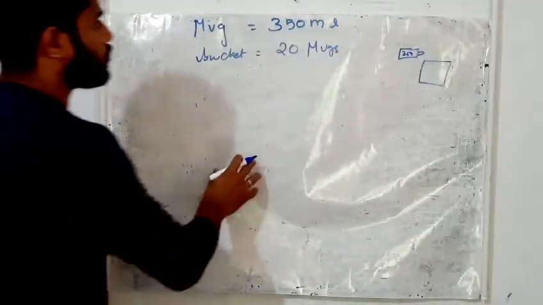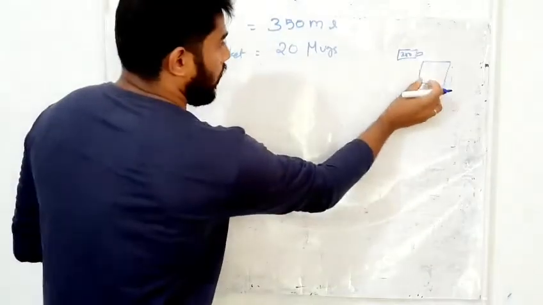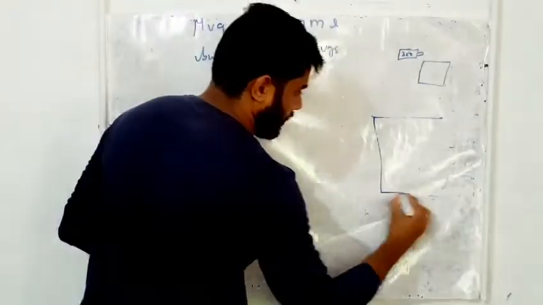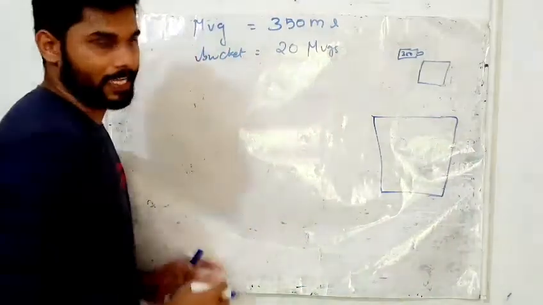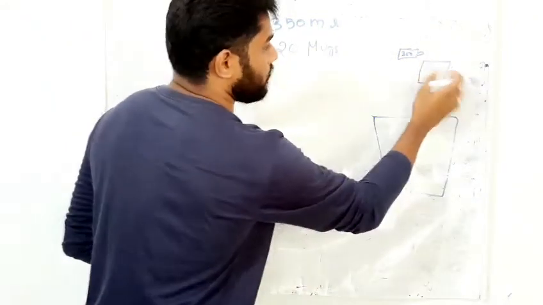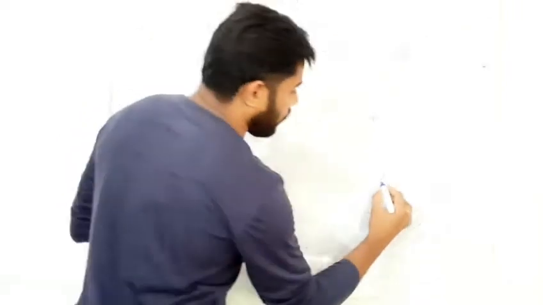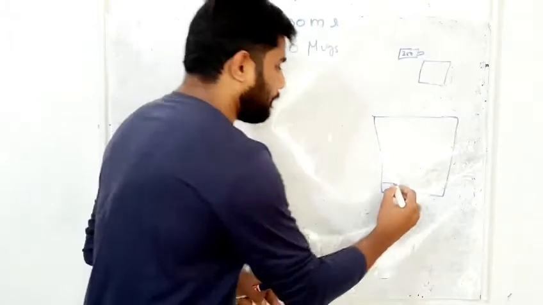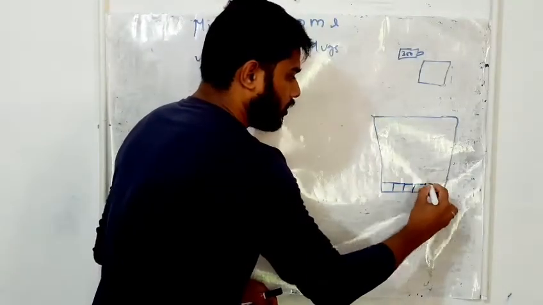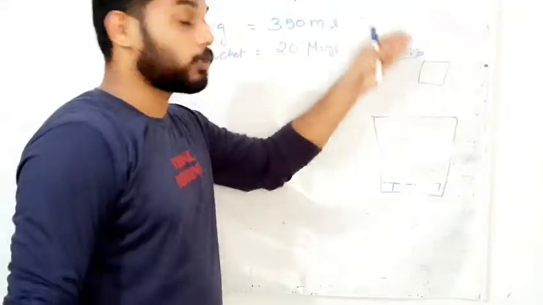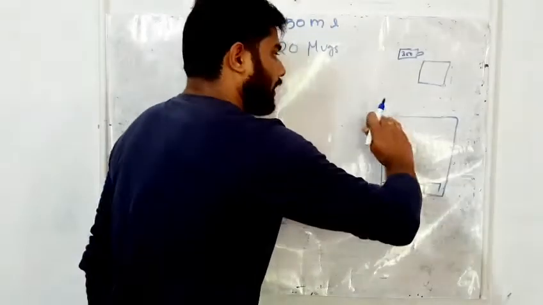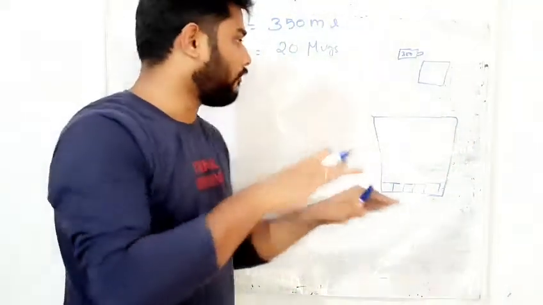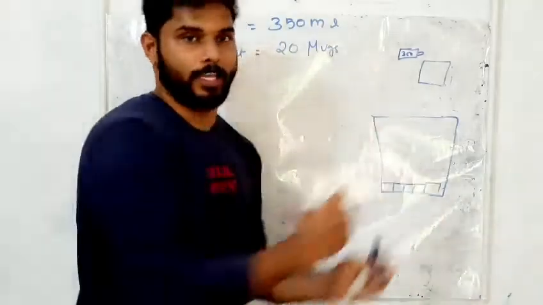According to our question, if you are keeping cups inside the bucket, just imagine this is the bucket and this is the cup. The first cup we keep here, so 350 milliliters is already inside the bucket. Another cup, third, fourth, fifth, like that we are going to keep 20 cups. If we keep 20 cups, then the bucket will be full. That means the bucket will be covered fully. Clear?